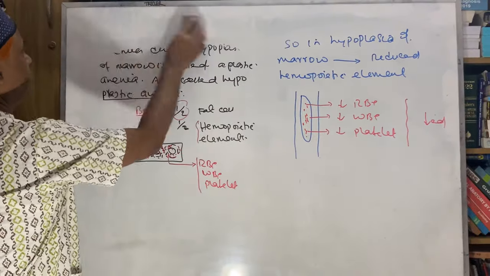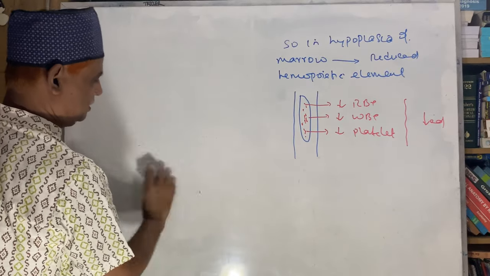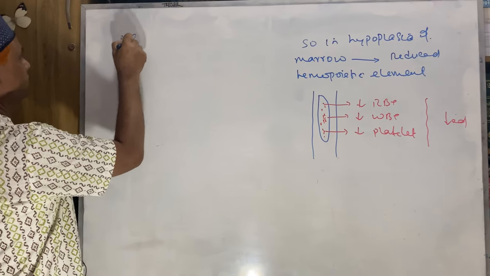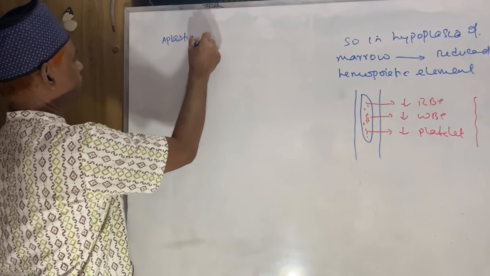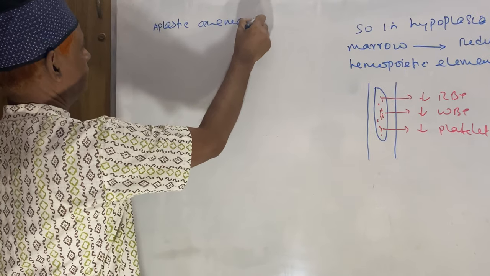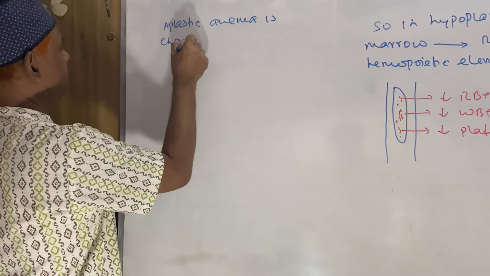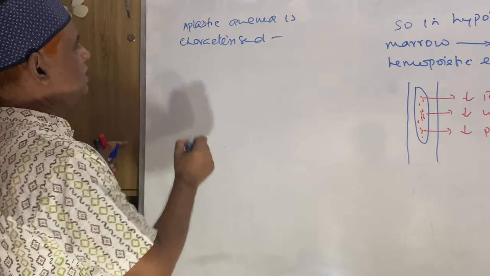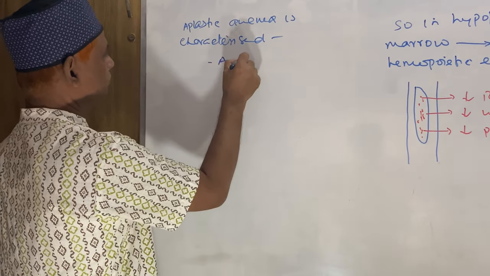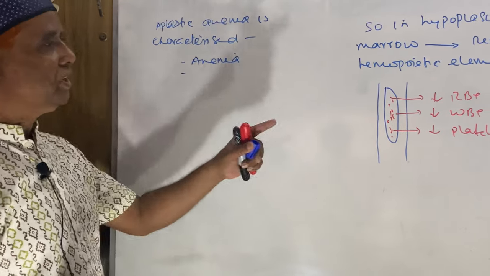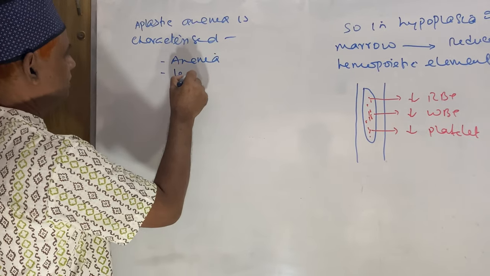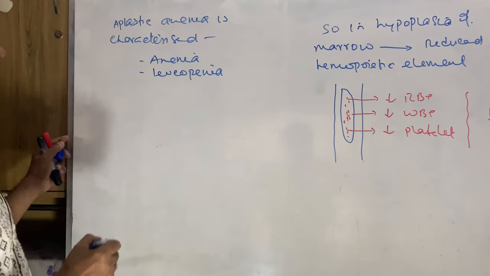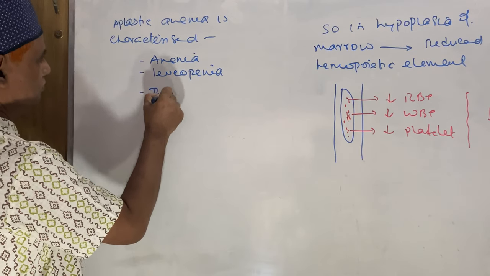So aplastic anemia is characterized by, if RBC is reduced, anemia. If WBC is reduced, leukopenia. If platelet is reduced, thrombocytopenia.